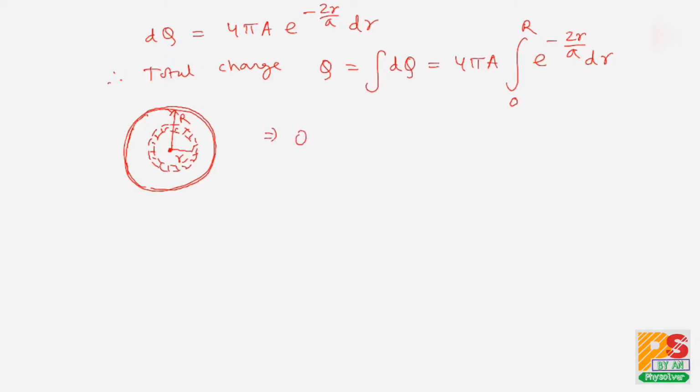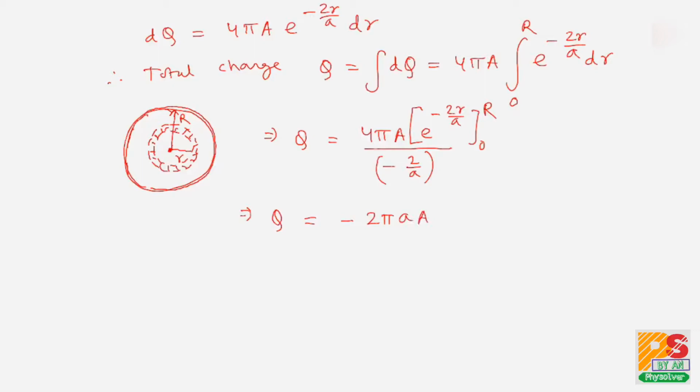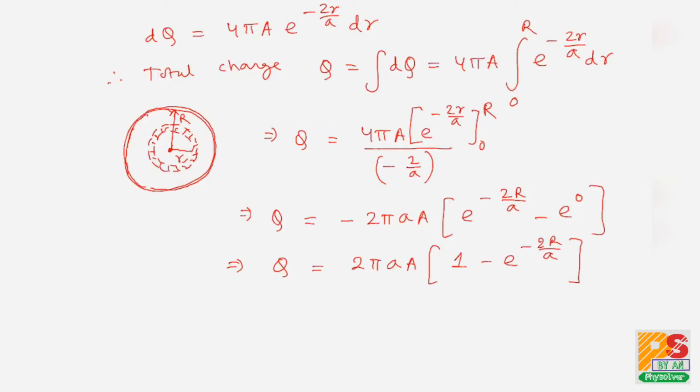Now integrating 4 pi A e to the power minus 2r by a divided by minus 2 by a, with the limit 0 to capital R. I hope you understand. That is minus 2 pi small a capital A times e to the power minus 2 capital R by a minus e to the power 0. E to the power 0 is 1. Therefore I can say Q is 2 pi small a capital A times 1 minus e to the power minus 2R divided by a. I hope you understand.